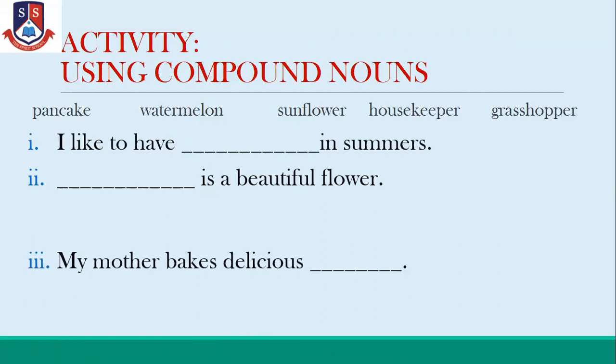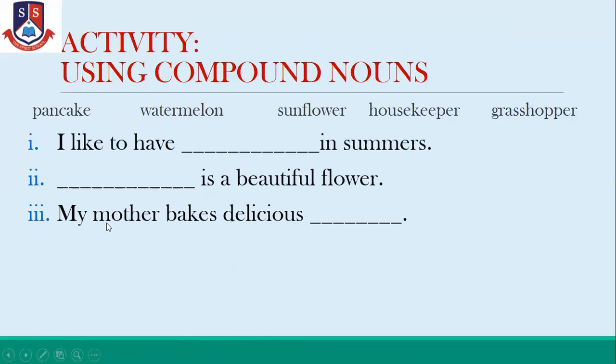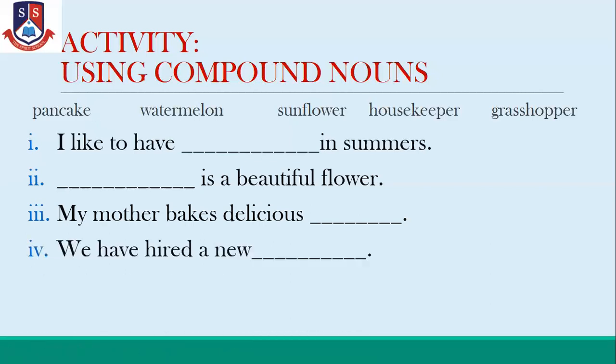Very nice. Next sentence. My mother bakes delicious dash. Is it pancake, housekeeper, or grasshopper? It is pancake. Very nice. We have hired a new dash. It is housekeeper. Very good. So how are we going to read this long word?